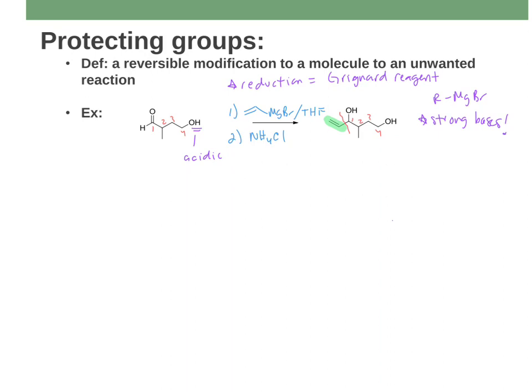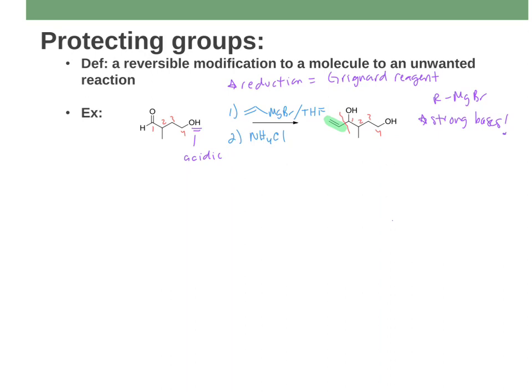Remember that we had to use ethers because we can't use water or alcohol, because they're protic and they will do an acid-base reaction. So I have to avoid that. So this is another example where I need to hide that alcohol, that OH, so that I can do my reaction on the aldehyde, and then I'll bring the OH back, is the idea.